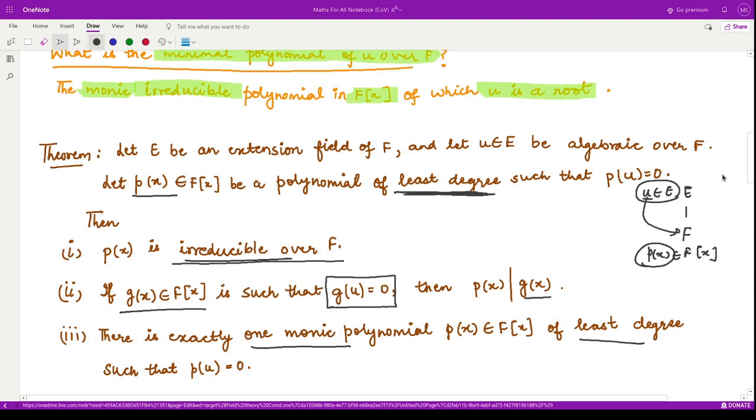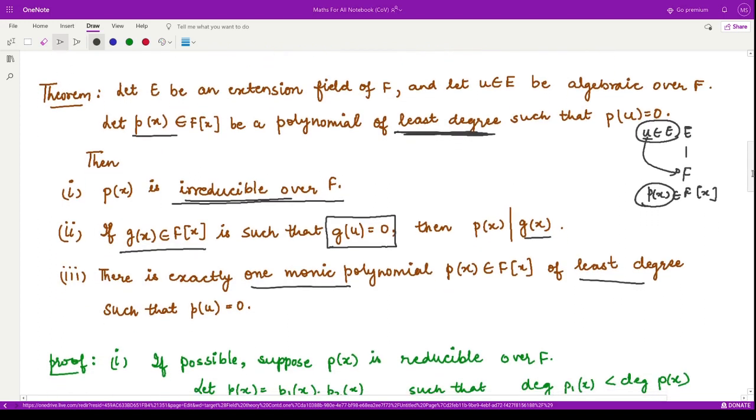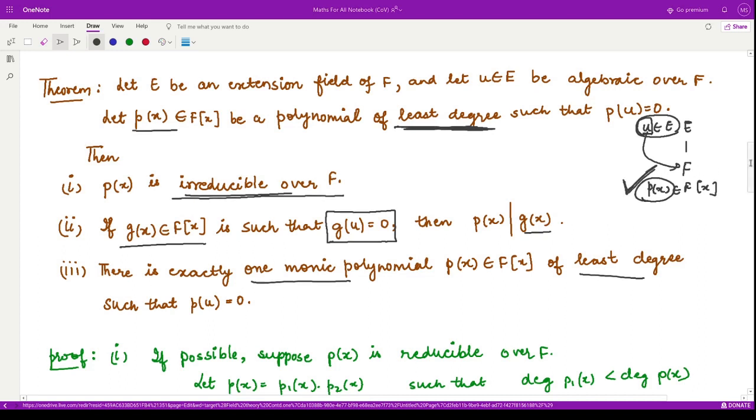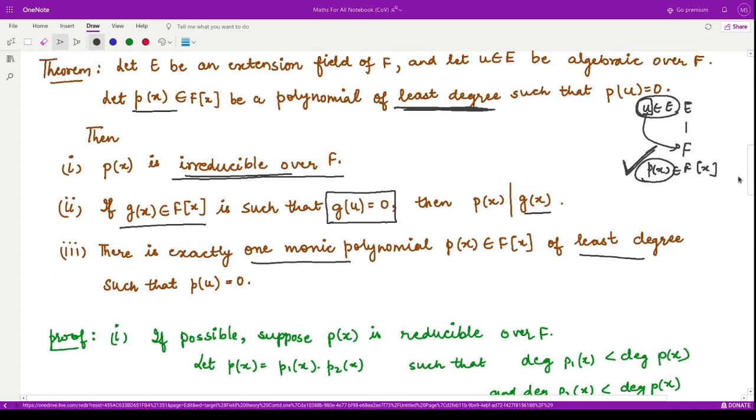So let us move on to prove this result. This is quite a useful result. So obviously from here we know that if u is an algebraic element, then this polynomial has to be an irreducible polynomial in F. So let us go and see the first part. We have as assumptions that E is the extension field, u is the algebraic element, and p(x) is the polynomial of least degree such that u satisfies p. So now we have to prove that p(x) is irreducible over F.